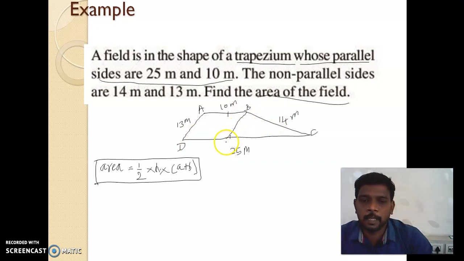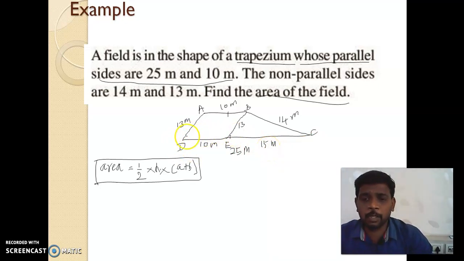Now let us take this BE as a line which is parallel to AD. There is the construction. So here 13 meter, this one also 13 meter. And here 10 meter, from here to here, this one also 10 meter. So this one is 13 meter. And what about EC? The remaining is nothing but 15 meter, because DC is fully 25, and from here to here is 10 meter, so the remaining one is 15 meter.